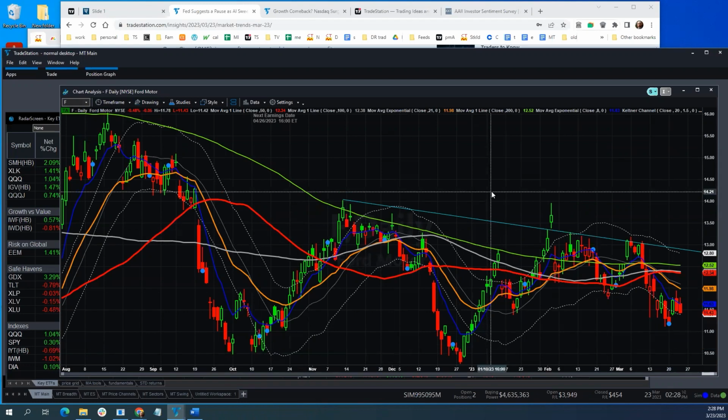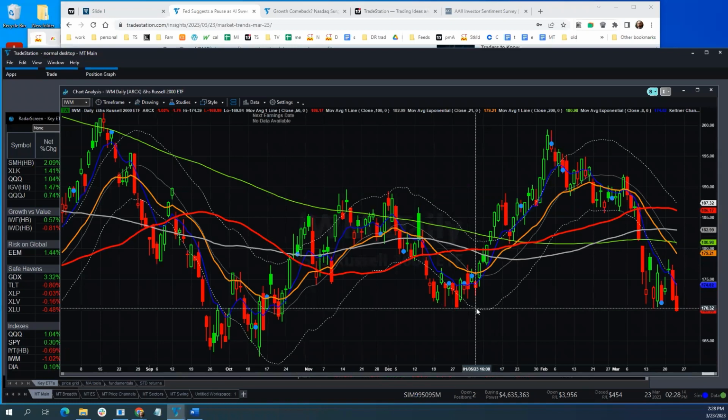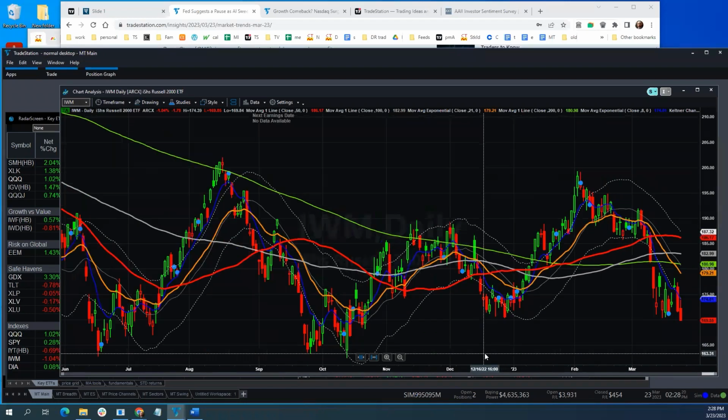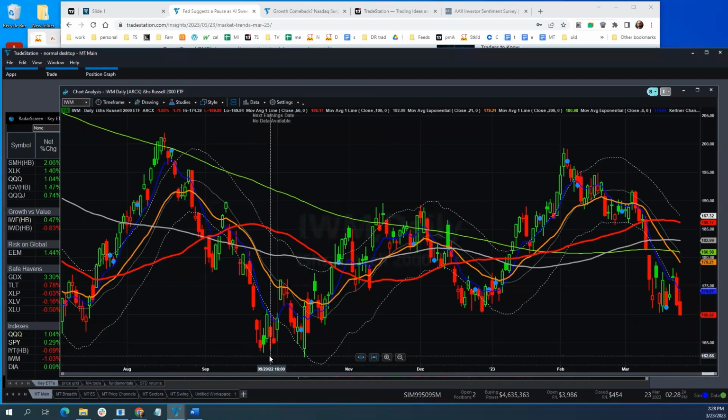The other one, let's look now at the IWM, the Russell 2000, because this was a level that it came down and hit, and it's not holding. So at this point, the small caps look like they want to move toward those October lows.